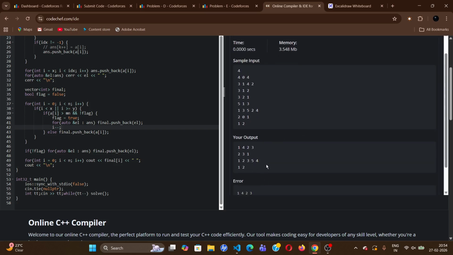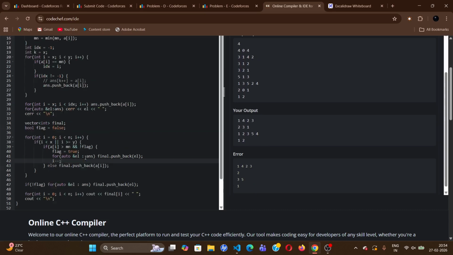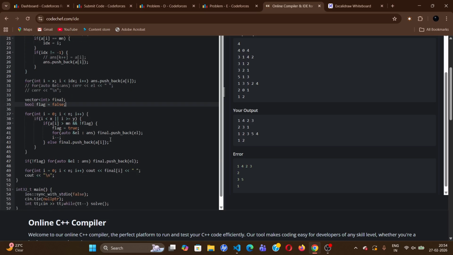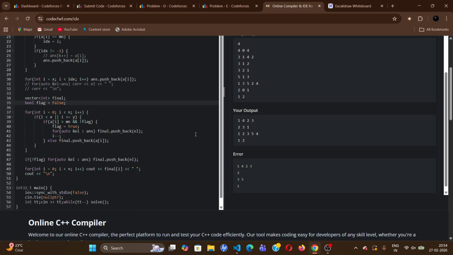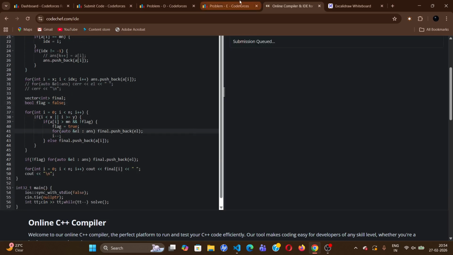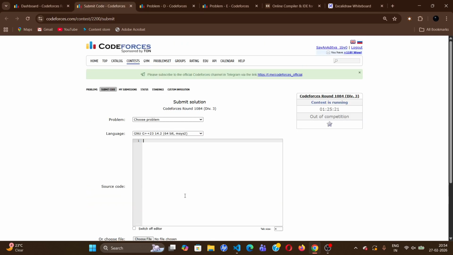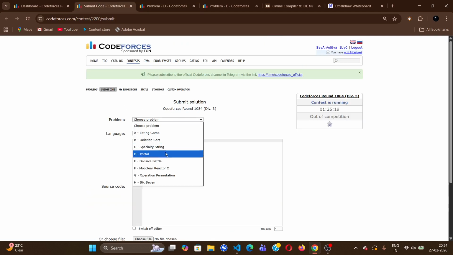One, two, three, five, four. One, two, three, five, four. One, two. Four, two.